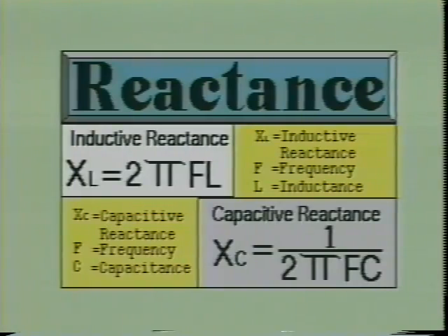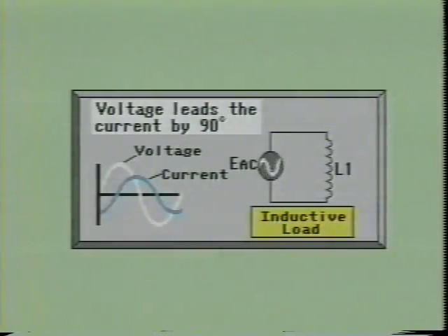Reactance is measured in ohms, just like resistance and impedance. The value of reactance will depend largely on the frequency of the AC signal being applied. You have already seen that in an AC circuit containing an inductor, the voltage will lead the current by 90 degrees.